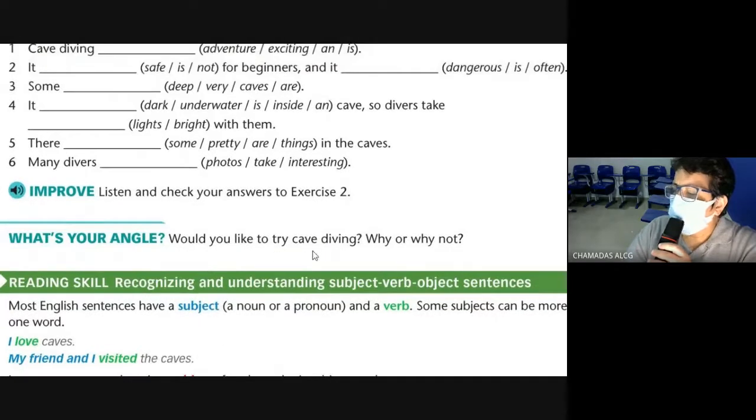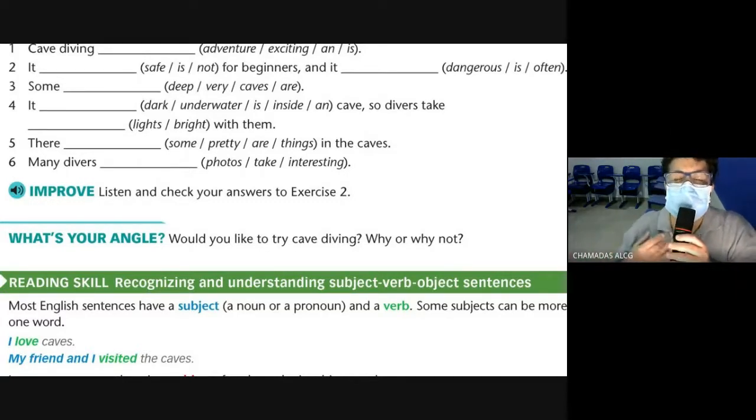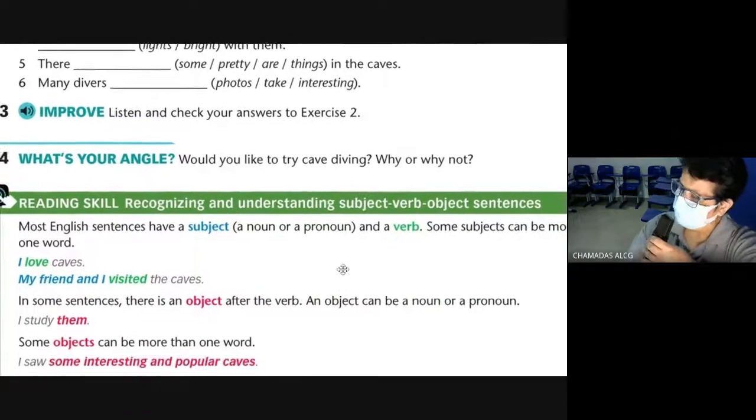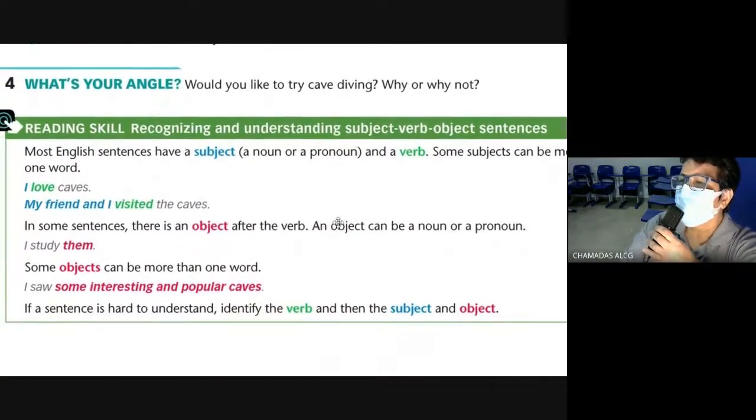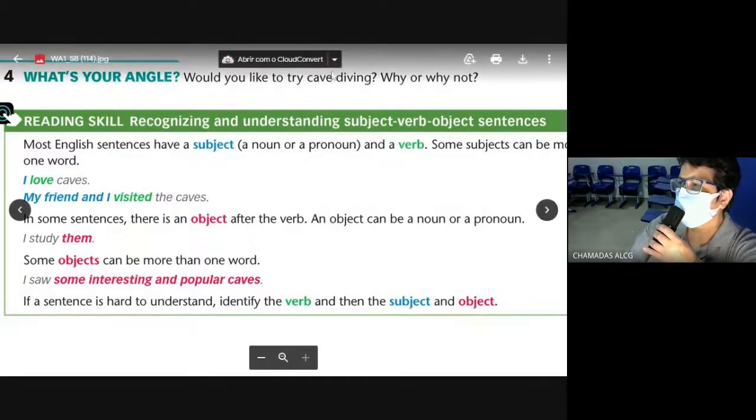Would you like to try cave diving? To be honest, I wouldn't because I'm claustrophobic sometimes. So I don't think I would like to do it. What about you guys? Would you like to do it? I don't think I really would. So, yeah, maybe not, right? It's strange.